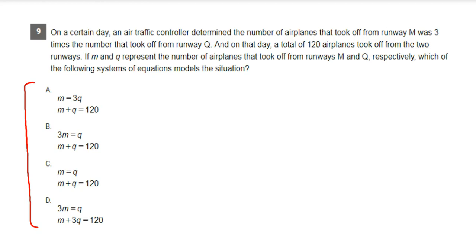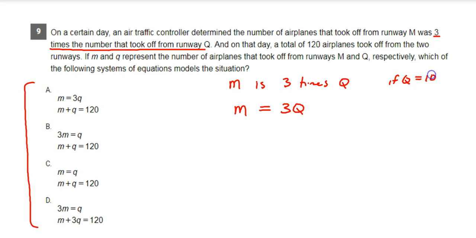On a certain day, an air traffic controller determined the number of airplanes that took off from runway M was 3 times the number that took off from Q. So basically, translate that: M is 3 times Q. I'm going to set that up with an equation: M equals 3Q. That guarantees that runway M has 3 times the number of flights that Q does. You could put some numbers in there just to make sure. Let's say there were 10 flights on Q, then M would be 30. So I can verify with some play numbers that my equation is set up right.